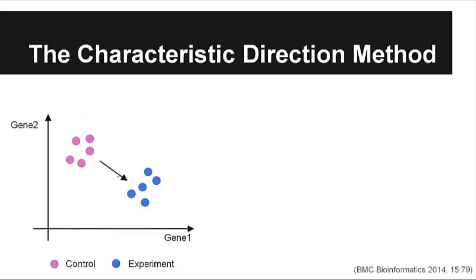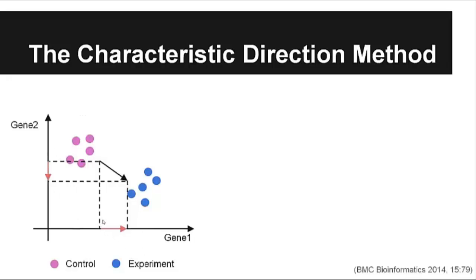So this vector will be a direction, so it will be a unit vector with a norm of 1. And this will be the single representation of the experiment. So now let's look at the projection of this direction on the axes of these two genes.